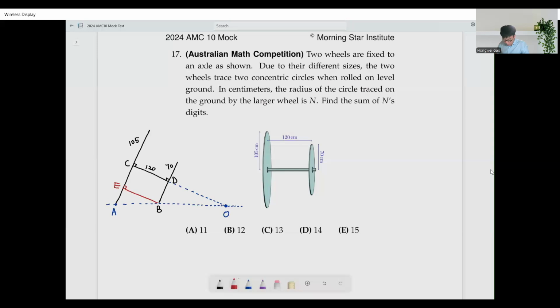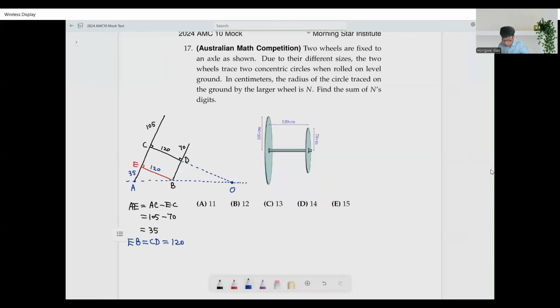Now we can find AE is the difference of these two radii. So AE is AC minus EC. AC is 105 centimeters. EC is just BD, right? EC is equal to BD, which is 70. So AE equals 35. Let me put 35 here, AE. And we know EB is just 120. EB equals CD equals 120. So by Pythagorean theorem, we can solve AB.